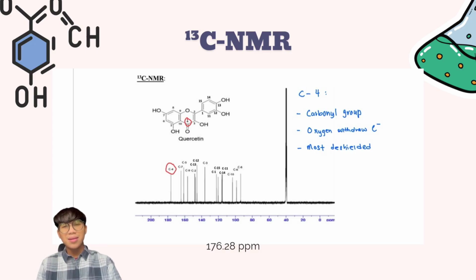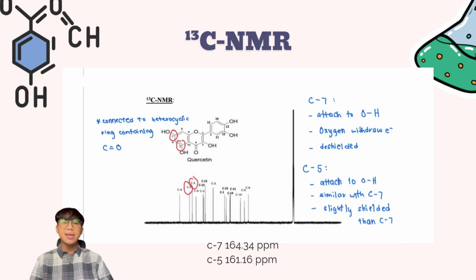So the first carbon is carbon number 4, which is the carbonyl group in the heterocyclic ring. The oxygen in the carbonyl group strongly withdraws electrons from the carbon, making the carbon have low electron density. This makes the carbon highly de-shielded and appear at the highest chemical shift, which is 176.28 ppm.